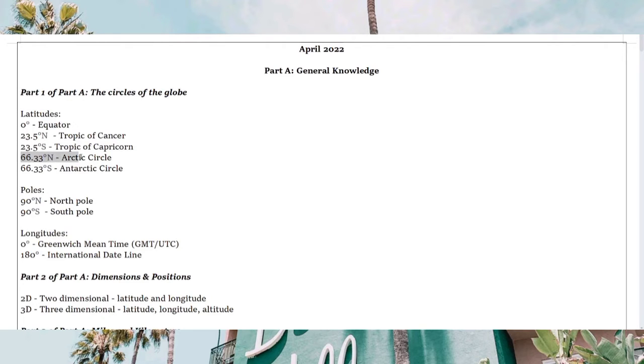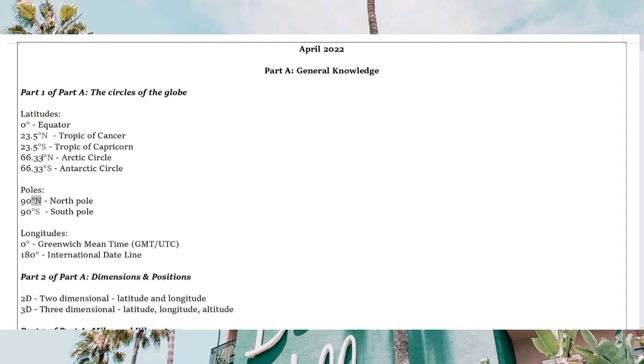66 1/3 degrees north is the Arctic Circle, and the latitude 66 1/3 degrees south is the Antarctic Circle. Okay, so as you keep going up or down from the equator, the latitudes increase or decrease, that is north or south.